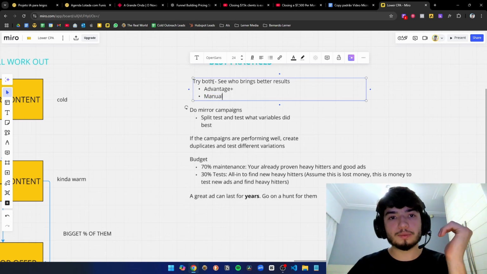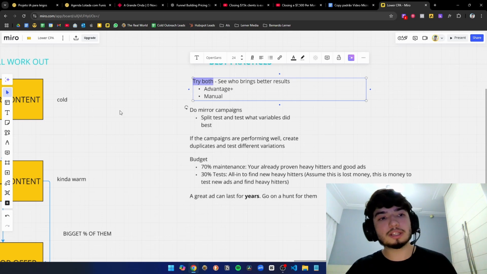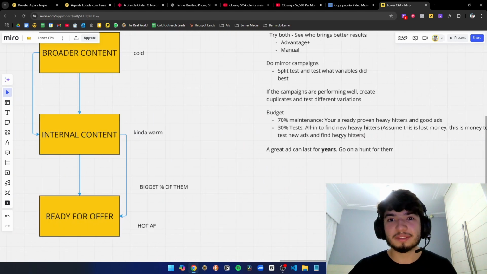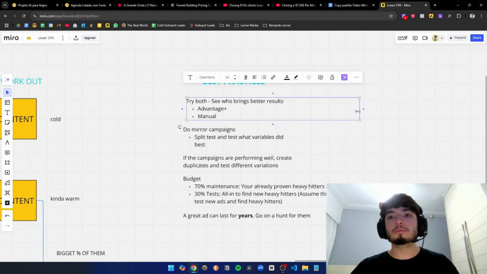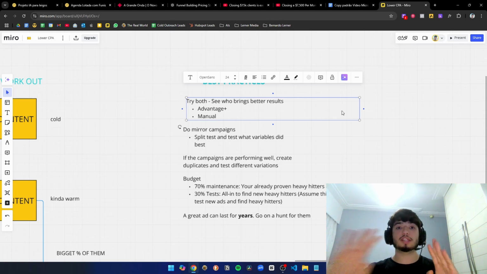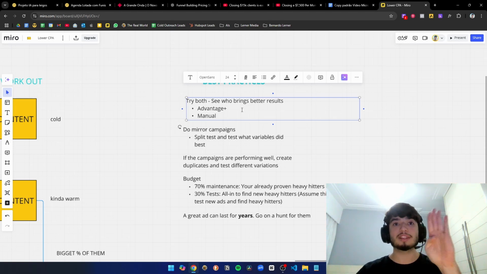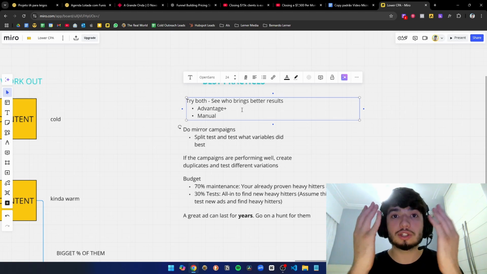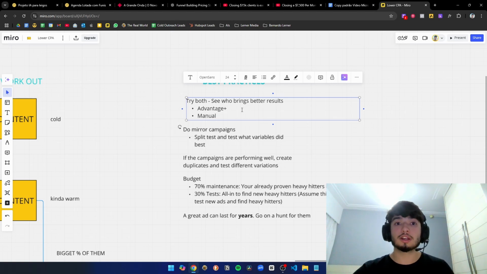What you should do is, as I was talking about before, test and test. You make mirror campaigns, same thing, same structure, everything, and just switch from Advantage Plus to manual. Create two similar ad campaigns and test. See which works better after a week.